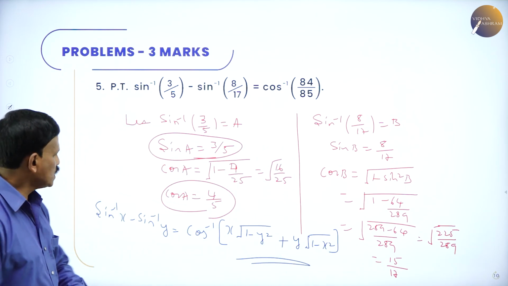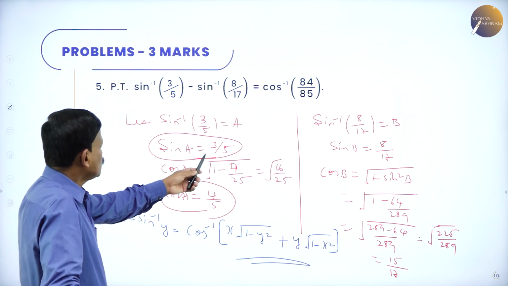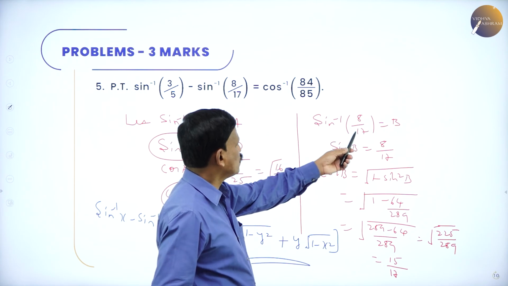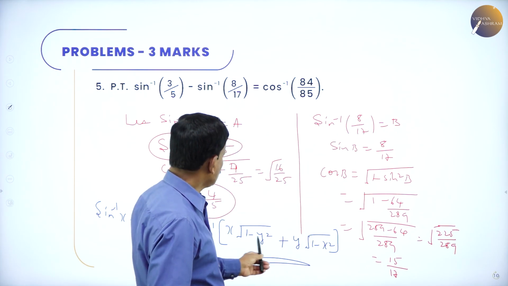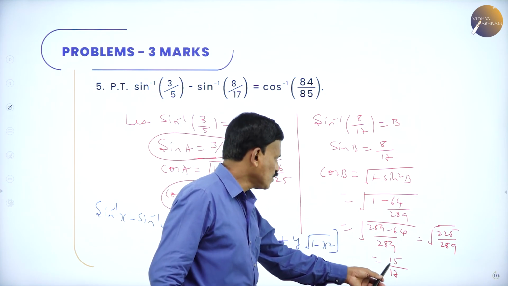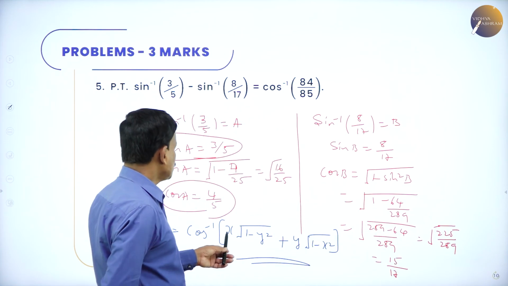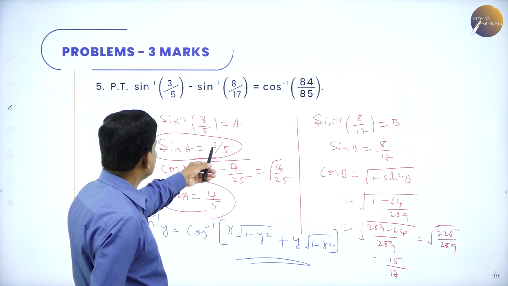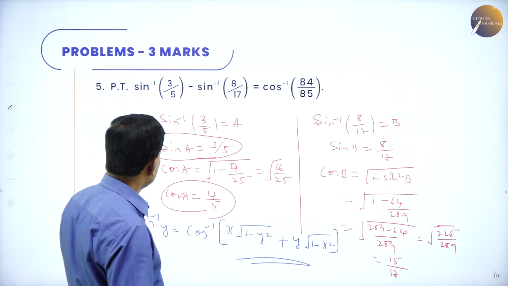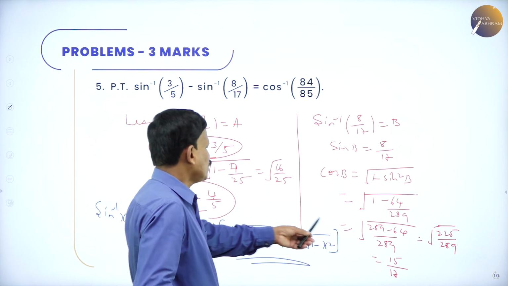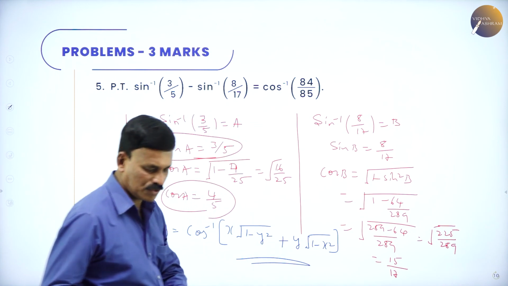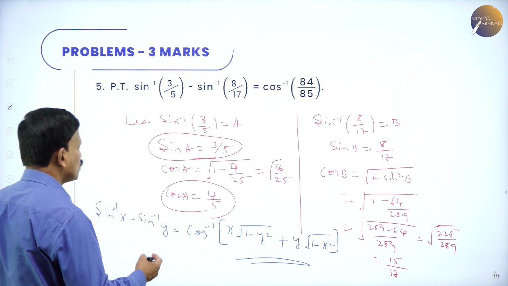See, what is x? X is equal to 3 by 5. What is y? This is y, 8 by 17. Root of 1 minus 8 by 17 square, you will get 15 by 17. So x is 3 by 5 and 15 by 17, plus y, which is 8 by 17, into root of 1 minus x square. You can use this formula to solve this problem.